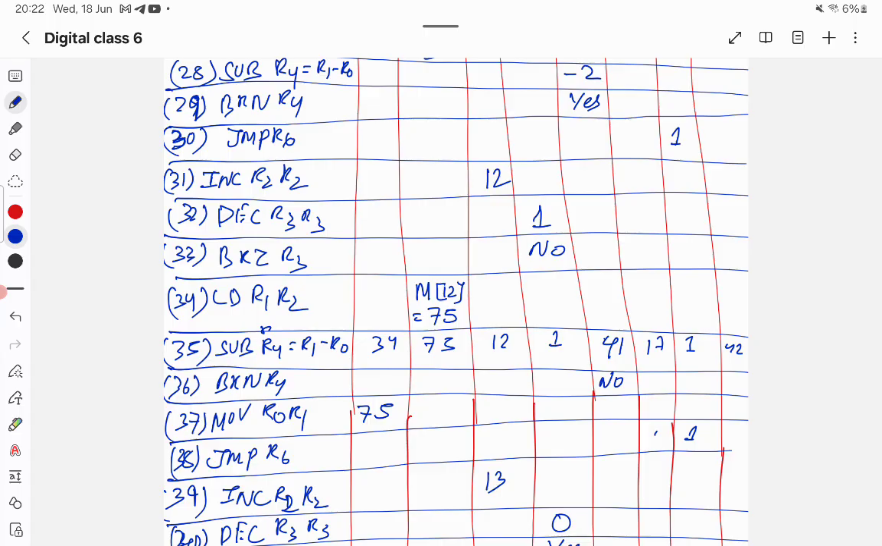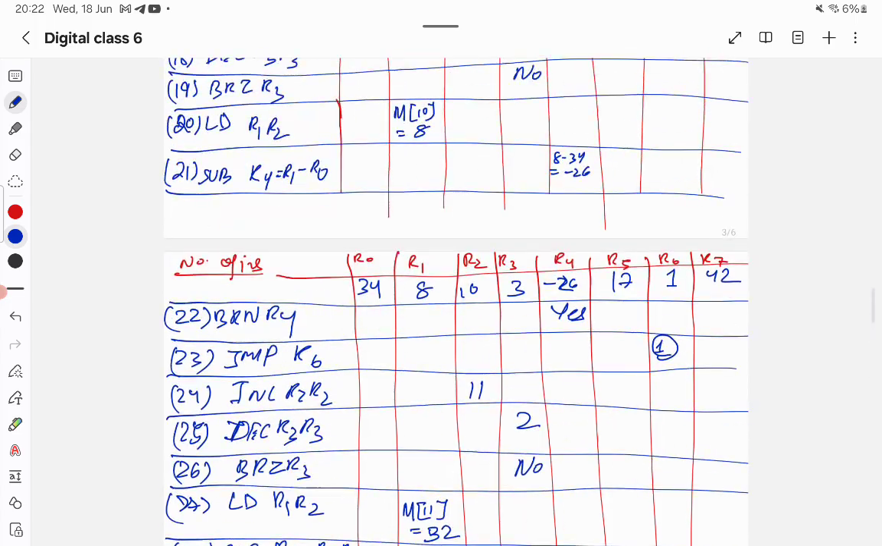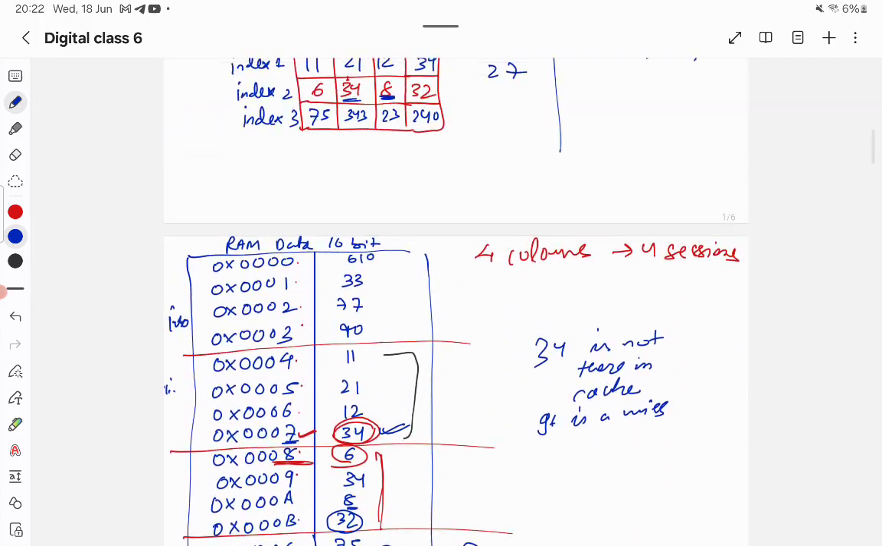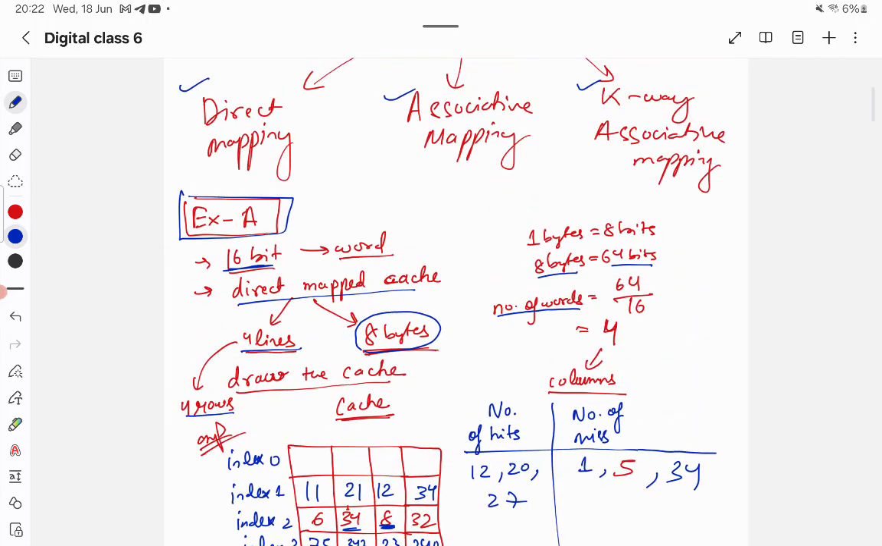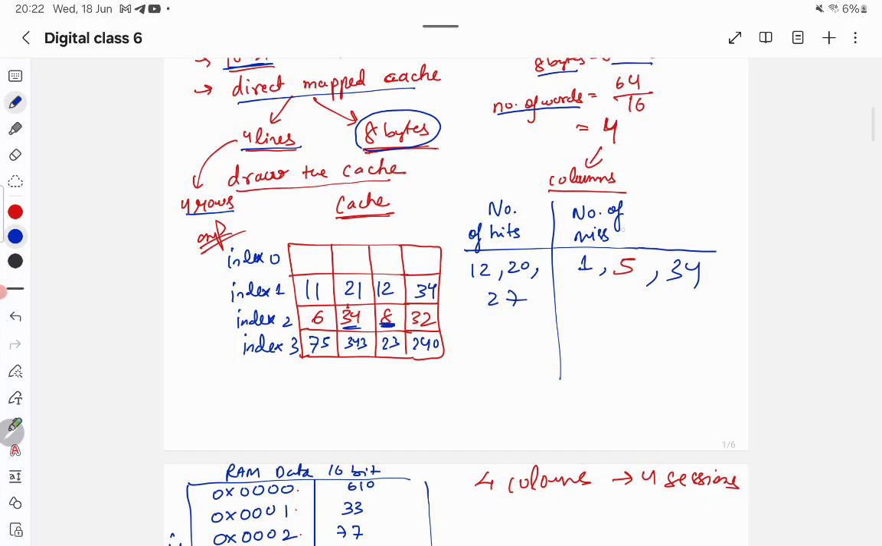What is the value of R7 found? Yes, at register. Now at 1 you will skip it. Okay. First let me tell you. First you will draw the cache. Then you will write number of hit, number of miss. You will draw the two tables.